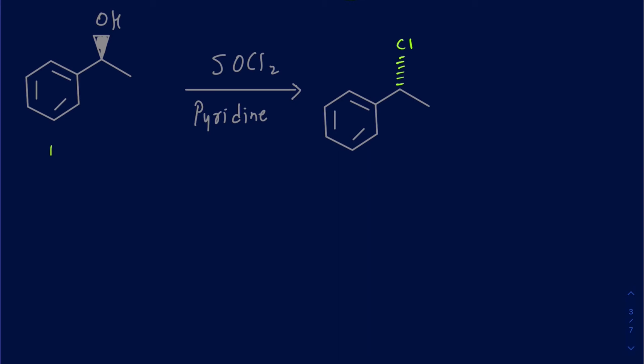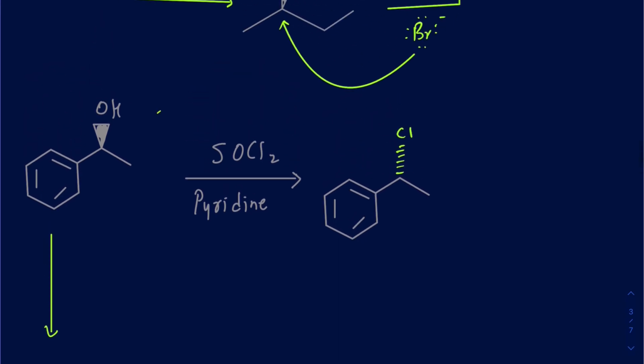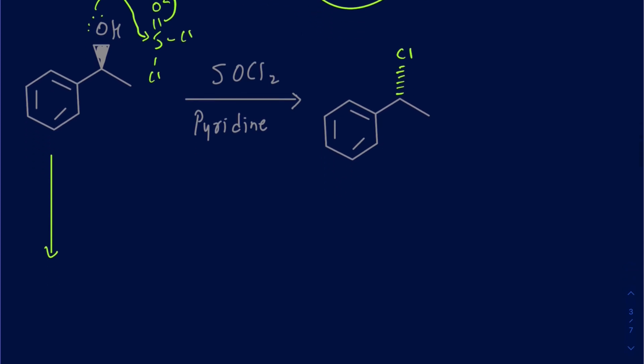So mechanistically, again, it's going to be fairly straightforward. I got this SOCl2. So first, I'm going to be attacking this sulfur here from the lone pair of that oxygen. In the process of making that leaving group, the pi bond between the sulfur and oxygen breaks, and we're going to end up getting this intermediate.